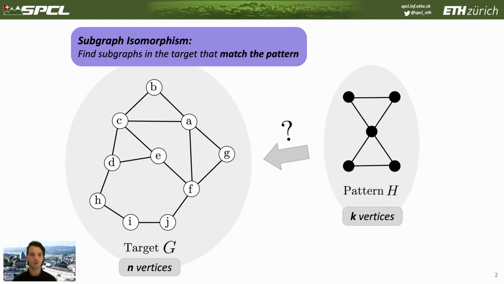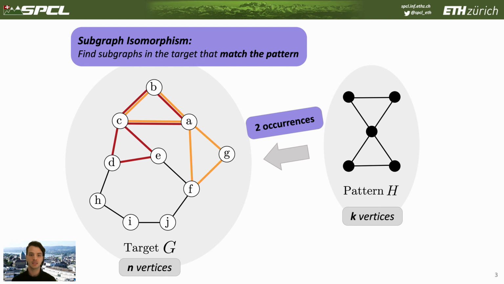For subgraph isomorphism, we want to answer the question: is there a subgraph of the target graph that is isomorphic to the pattern graph? A subgraph of the target graph that is isomorphic to the pattern is an occurrence of the pattern. In the example, there are two occurrences of the pattern.